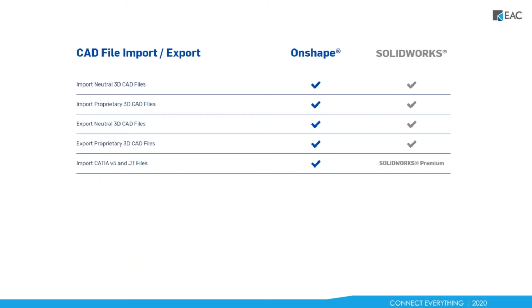And then CAD file import, certainly import neutral 3D file formats. That'd be IGES and STEP and things like that. Import proprietary data, so that would be open an NX file, open a SolidWorks file, open a Creo file. All systems do that, both systems do that. Open neutral 3D CAD formats, and then also proprietary 3D file formats. And then in addition, out of the box, Onshape will open up CATIA V5 and JT files without any additional packages or modules being purchased for that.